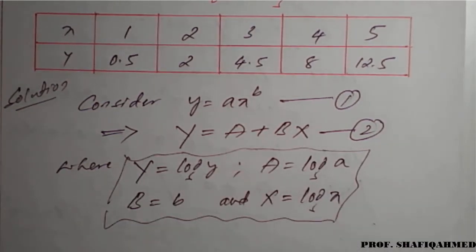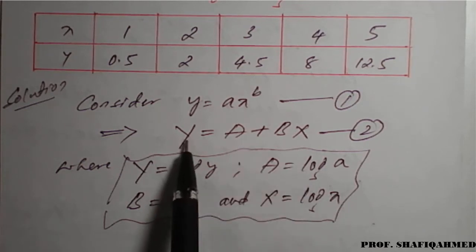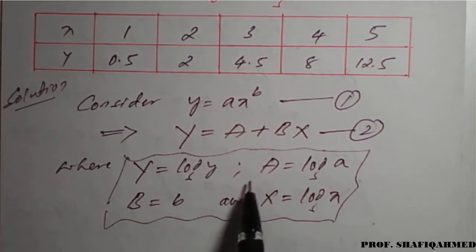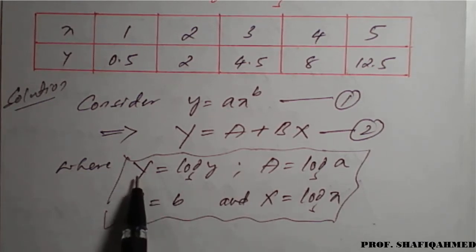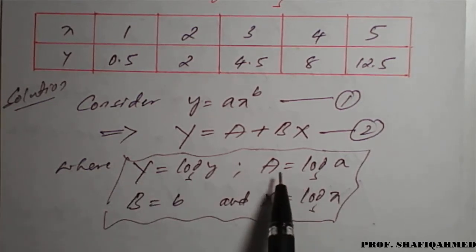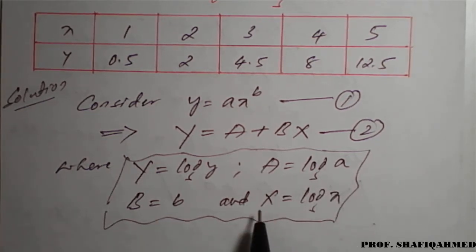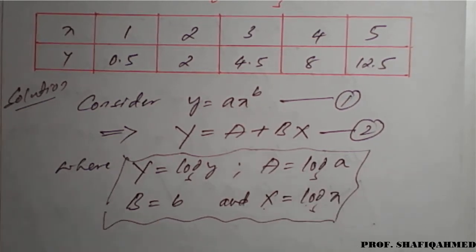No need of taking log on both sides and all. Directly we have to write capital Y is equal to A plus B into X, and we should know all these forms. Capital Y is equal to log of small y, capital A is nothing but log of small a, capital B is nothing but small b, and capital X is nothing but log of small x.